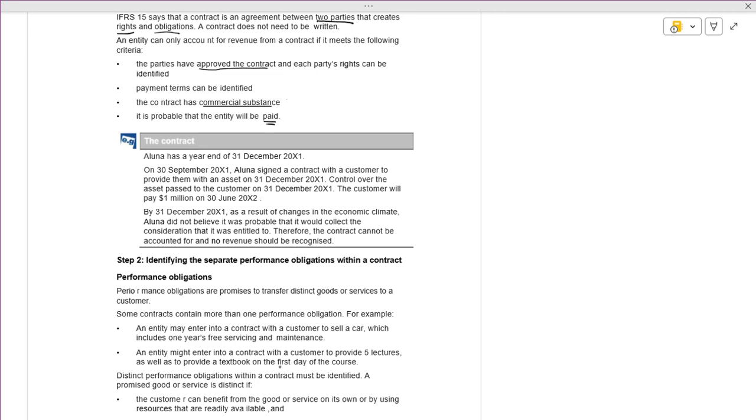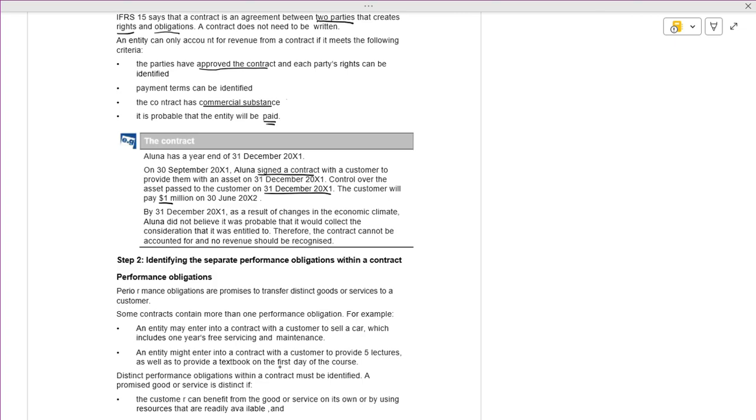Aruna has a year-end of 31st December. On 30th September, Aruna signed a contract with a customer to provide them with an asset. They have signed the contract, is it right? Control will be passed to the customer on 31st. The customer will be paid. By 31st December, as a result of changes in the economic climate, Aruna did not believe it was probable that it will collect the consideration that it was entitled to.